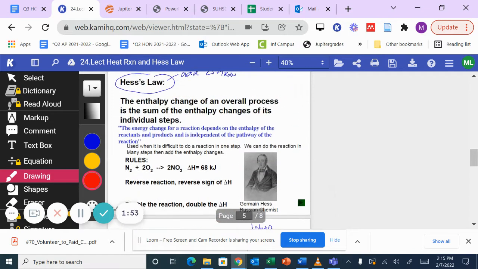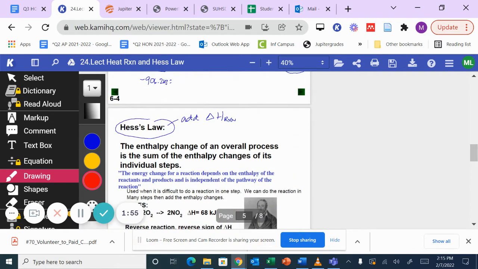Okay, so let me just define it for you first. Hess's law states that if a reaction happens in more than 1 step, then all you have to do is just add the heat of reactions.